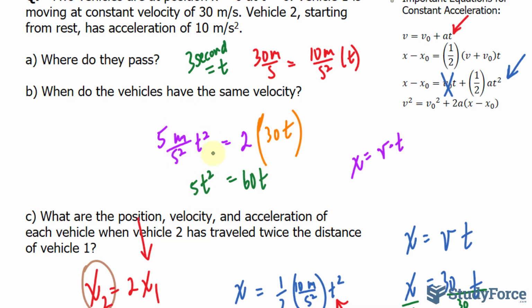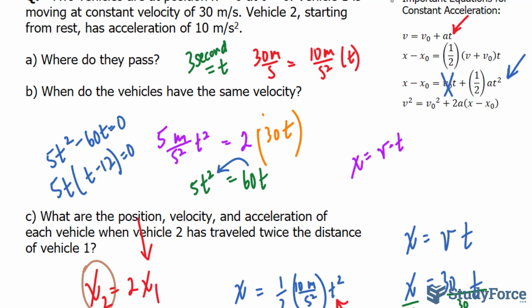Notice that I'm ignoring the units. Let's solve for t. I'll bring that over. 5t squared minus 60t is equal to 0. Isolate for t by factoring it out, and the 5. This gives us t minus 12 is equal to 0. We'll have two t values. t is equal to 0 and t is equal to 12.